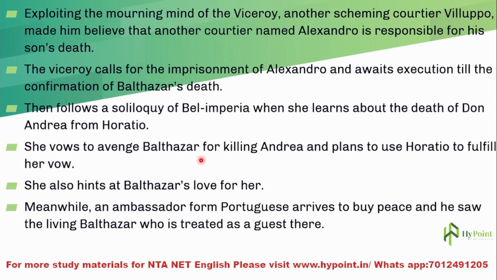So what happens during that soliloquy? She says that she vows that she'll avenge the death of Don Andrea and she will use Horatio to fulfill her vow. And she also hints at Balthasar's love for her. So Balthasar, by saying Bellimperia, the beautiful young Bellimperia, he already fell in love with her. He shows his interest in her. So during that soliloquy, as she was making vows of revenge upon Balthasar, she also hints at Balthazar's interest and love for her.